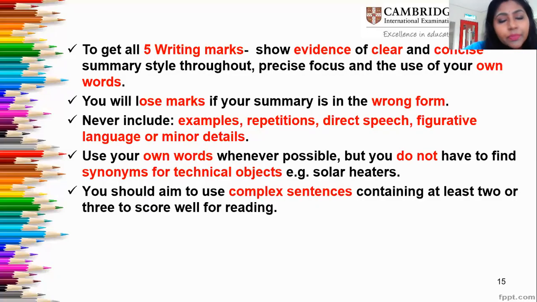Moving on, you've been given 5 marks for writing. Therefore, you must be able to show clear evidence, concise structure, and also make sure that you use your own words in writing the summary. So you will definitely lose marks if your summary is in the wrong form. For example, if you have included repetition, direct speech, figurative language, minor details, all these are definitely unnecessary in order to write a perfect summary. And also, don't forget to use your own words whenever possible.